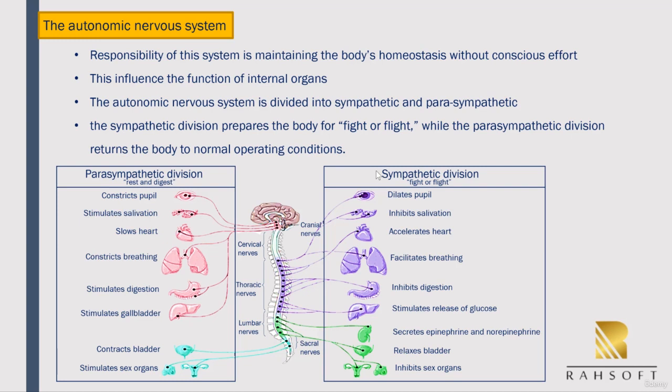So if you're in any sort of exercise mode, you're going to go into the sympathetic division, and then afterwards you'll go into the parasympathetic division when you're resting. And that is how the autonomic nervous system works.